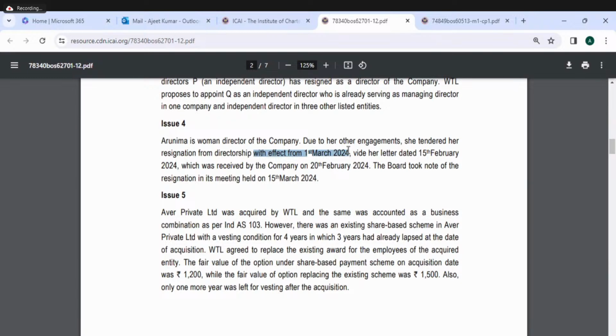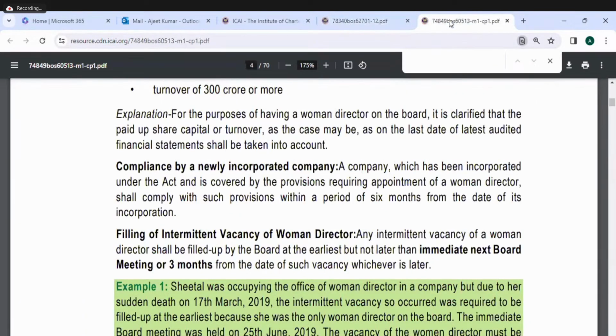In this case, though she has given the resignation on 15th February and it has reached the office on 20th February, is she not working from 15th February or 20th February to 29th February? She is very much part of the board of directors because her resignation is effective from 1st March 2024. So here, the effective date would be 3 months from the date of such vacancy, 3 months from 1st March. And then comes another clause, which is whichever is later.